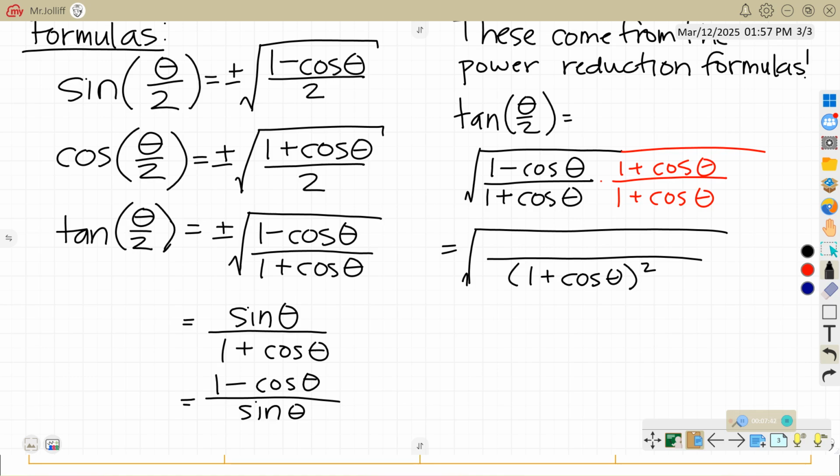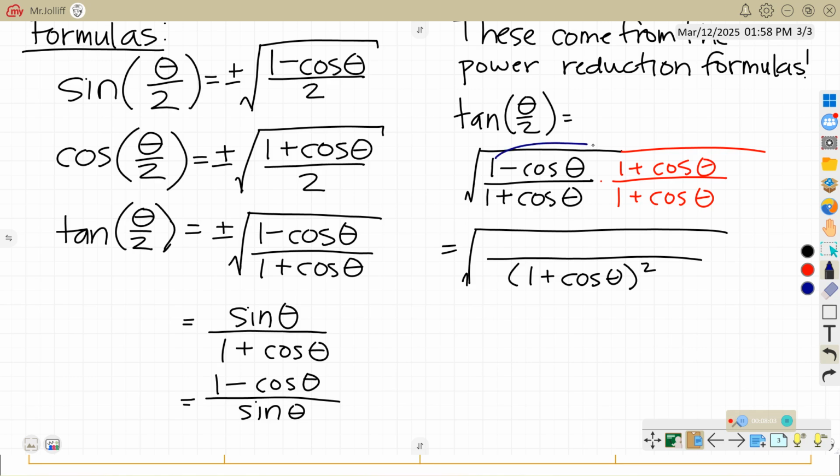Bottom's happy. Now I just got to worry about the top. On top I have 1 minus cos theta times 1 plus cos theta. How do I multiply binomials? Starts with an F. Foil. We got to foil that bad boy. First, outer, inner, last.